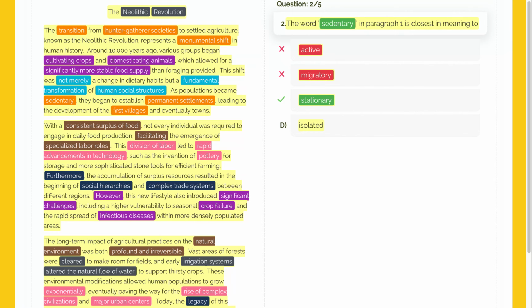Isolated. The word isolated means being alone or far away from others. While some settlements might have been far apart, the text actually says this lifestyle led to villages and eventually towns, which are places where people live together, not alone. Being stationary is about staying in one spot, not necessarily being isolated. So, this option is incorrect. The correct answer to this question is C, since this option alone fully and clearly addresses what the question is asking, highlighting the importance of careful reading.